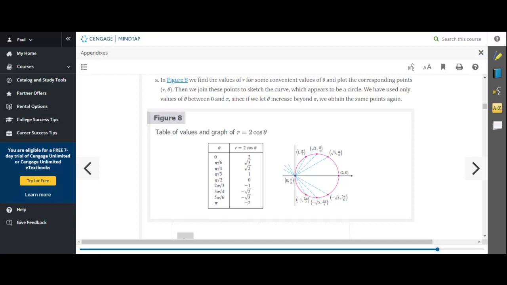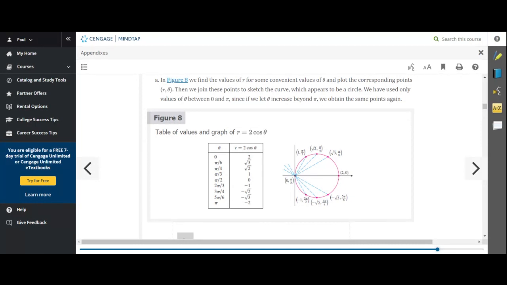Well, we can do a similar thing with polar coordinates. Here you have r equals 2 times the cosine of theta, and you want to graph this polar curve, okay? What you need to do, of course, is pick out some angles for theta. Notice here the angles of theta in the table are all friendly angles that you know from your trigonometry days.